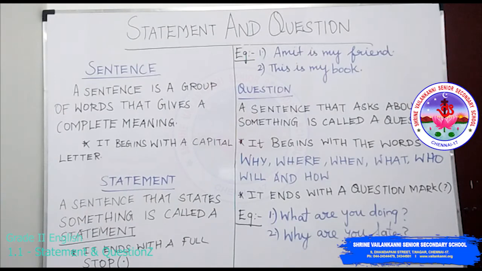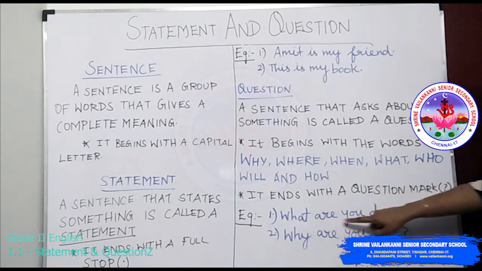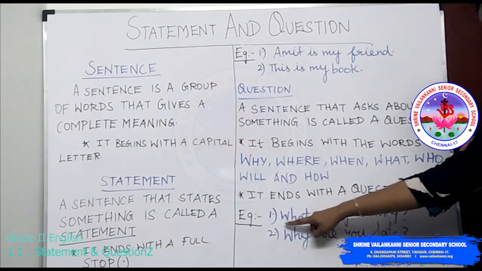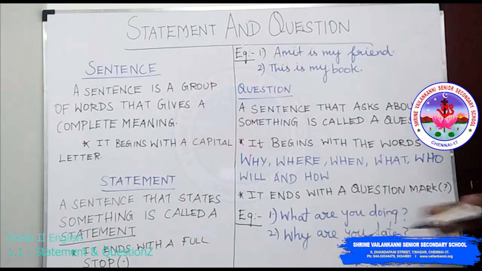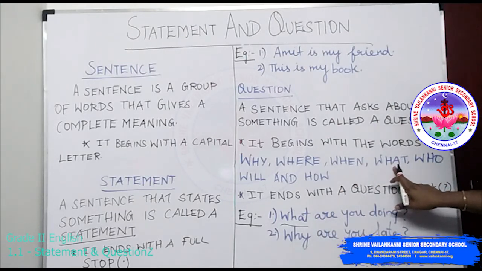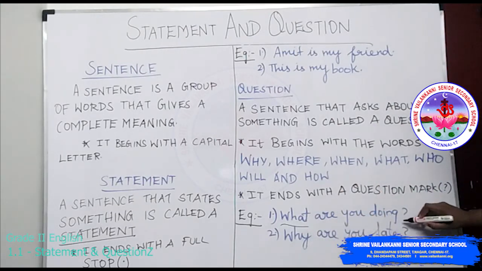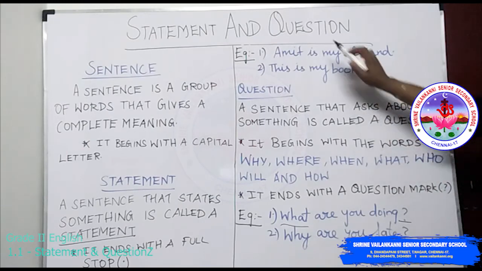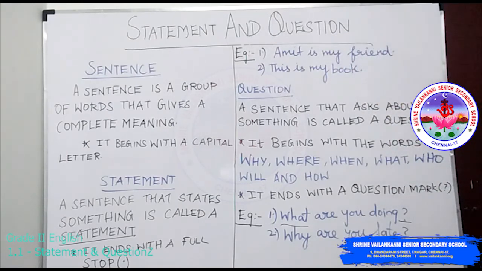Now let's see an example for a question sentence. What are you doing? By looking at the sentence, can you look at the first word, what? It begins with what and ends with a question mark. If you find this kind of sentence, you can easily tell it is a question kind of sentence.